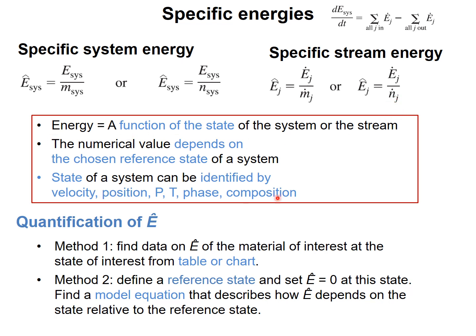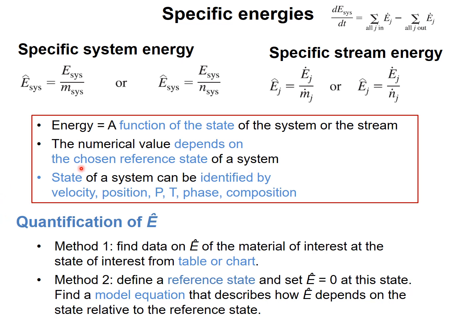Here is the property of energy, a very important thing. Energy is a function of the state of the system or the stream. Shortly, energy is a state function. Let me emphasize, state function, independent of pathway. You have learned about that in your general chemistry, but anyway, I'll review it later. The numerical value depends on the chosen reference state of a system. Energy does not have an absolute value. It is always evaluated with respect to another reference value.